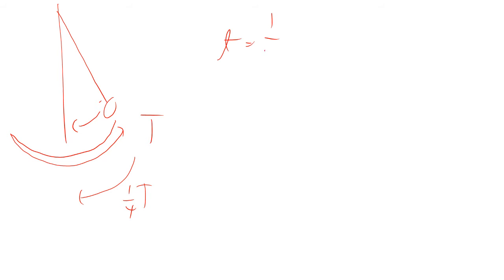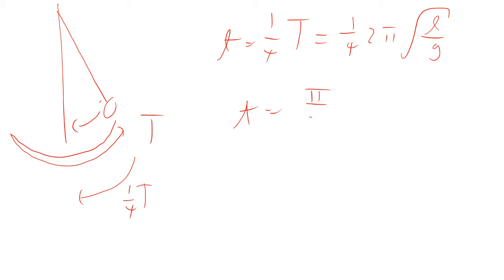Well, we know the time to get to the far side and back is 1 period. So the time it takes just to get to the bottom is going to be 1/4 of a period. The period is 2π√(L/g), and this is 1/4 of a period, so that means it is equal to π/2 √(L/g).